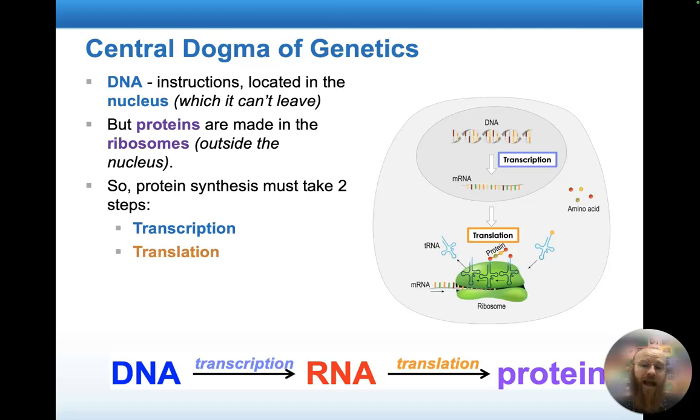So we have to have a 2-step process. One part where we actually make a copy of the information we need. We create RNA, which, being a single strand and a lot more simple, is able to leave the nucleus, and we use that RNA to then create a protein or a polypeptide chain at this ribosome.